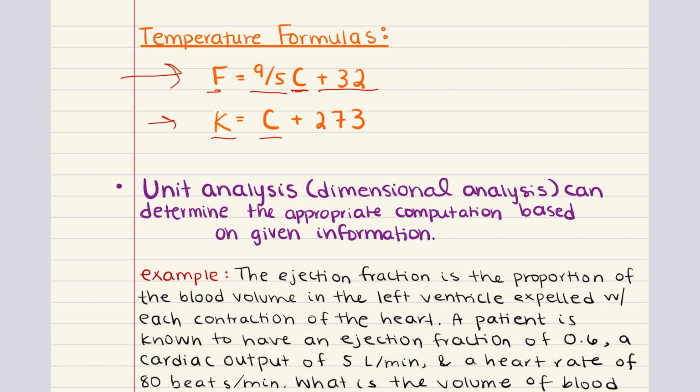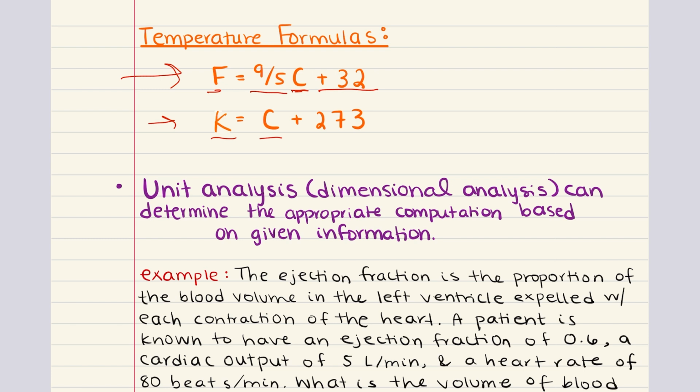Now that we've covered temperature formulas, metric prefixes, and common conversions, we can put a name to the method that ties all of these topics together. And that method is dimensional analysis, also known as unit analysis. Dimensional analysis is a systematic approach that allows us to solve problems by focusing on the relationships between units. It's a tool that not only ensures our calculations are correct, but it also provides a clear framework for breaking down complex problems into manageable steps.